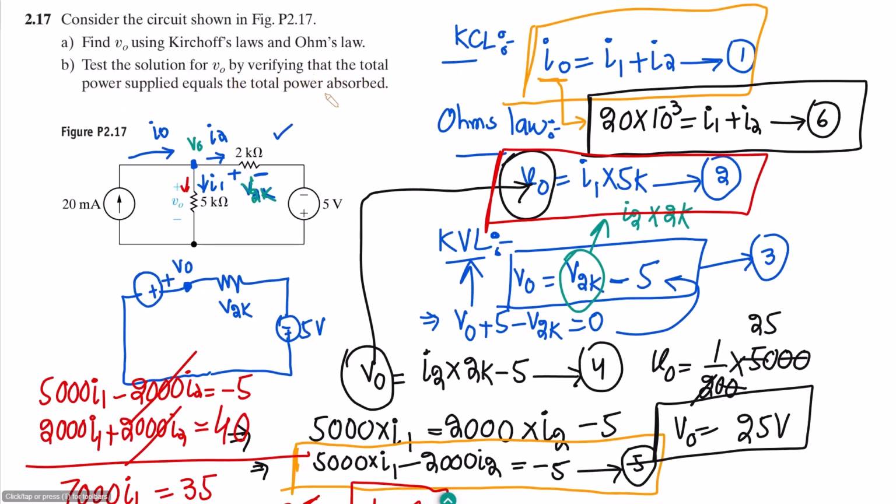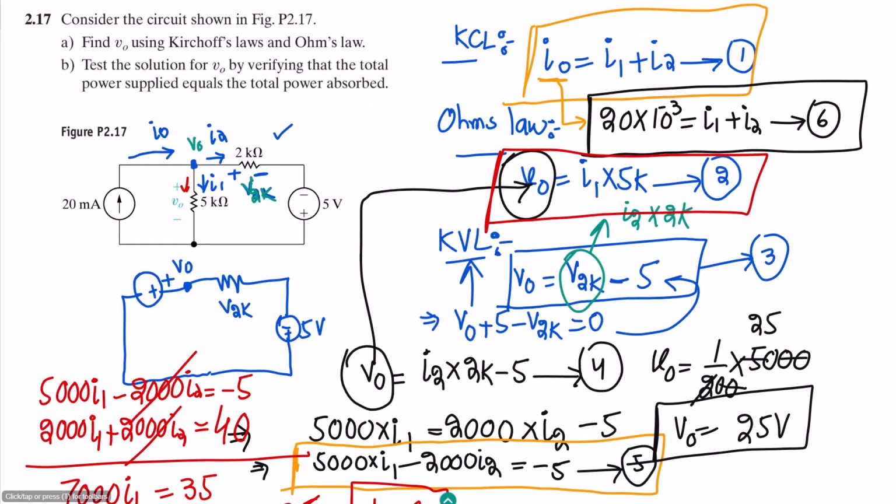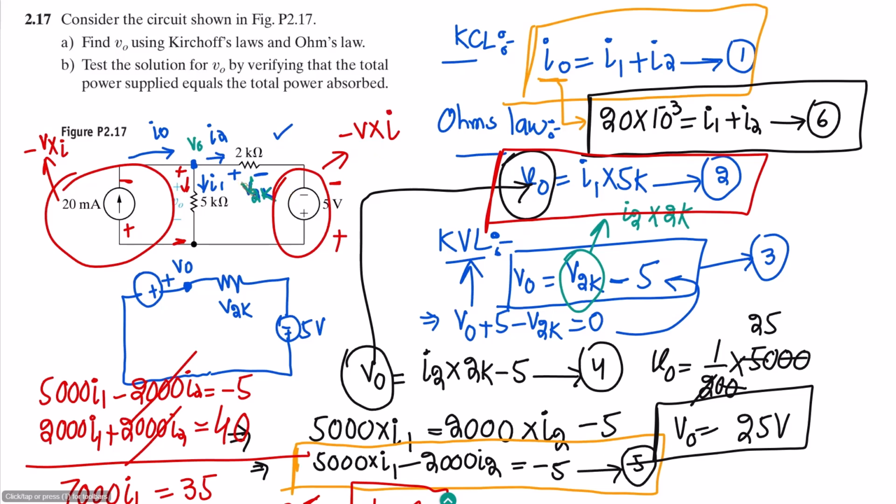In part B, we verify the solution for V naught by checking that the total power supplied equals the total power absorbed. So what are the powers which are supplied? Here we can see that this is positive, this is negative, here this is negative, this is positive, so the polarity is opposite, so we will put the negative sign with it, and we will write V multiplied by I for finding the power here. Similarly, here this is negative, this is positive, while the polarity here again is positive, negative. So as this one is also a source, it will be minus V into I. The value of I is known, which is I2.